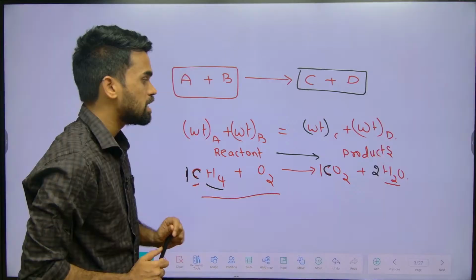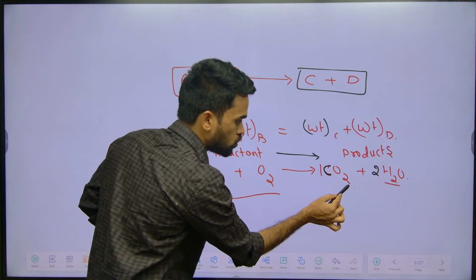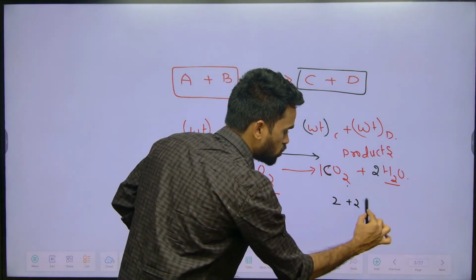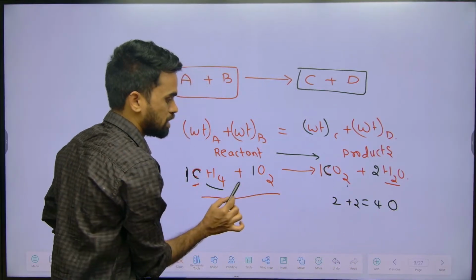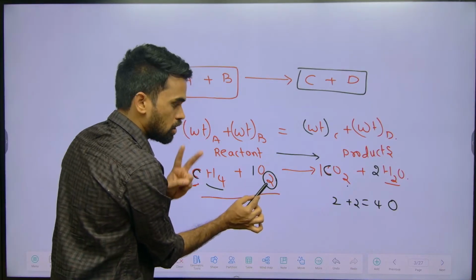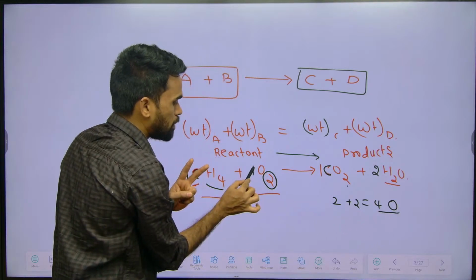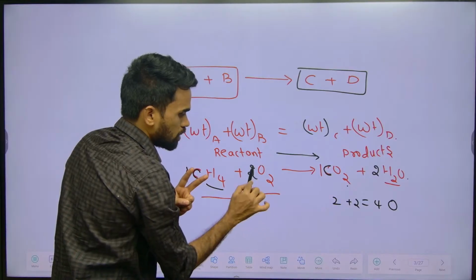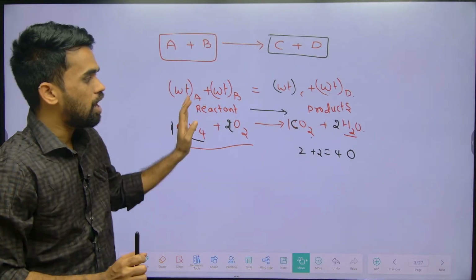Next, look at the oxygen atoms. How many are there at the product side? 2 into 1, there are 2 oxygen atoms here and 2 oxygen atoms here, so a total of 4 oxygen atoms. But here one oxygen molecule is there. In one molecule the atomicity is 2, so one molecule has 2 oxygen atoms. We require 4 oxygen atoms, so simply multiply this by 2 to make it 4 oxygen atoms. Now if you observe, all the atoms are conserved.